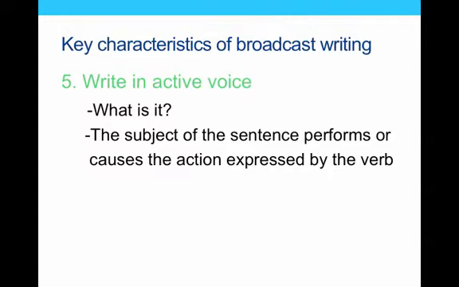action. Now a lot of students tend to confuse active and passive with past tense and present tense. Really has nothing to do with tense at all. You can put something in past tense and still make it active.